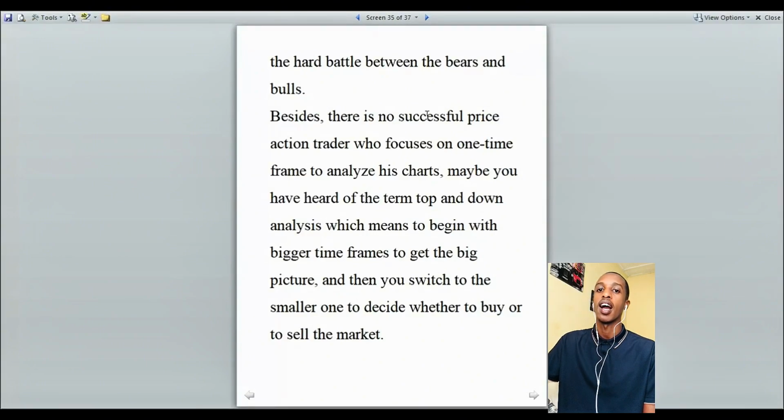Besides, there is no successful price action trader who focuses on one time frame to analyze his chart. Maybe you have heard of the top-down analysis, which means to begin with the bigger time frame to get the bigger picture, and then you switch to the smaller one to decide whether you buy or sell the market.